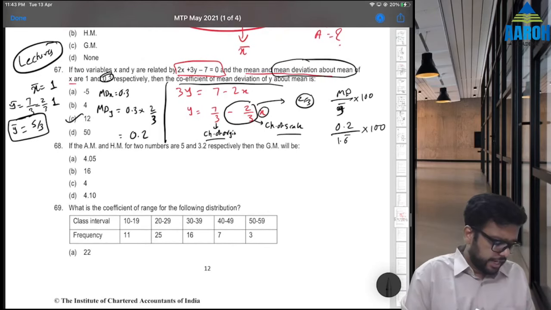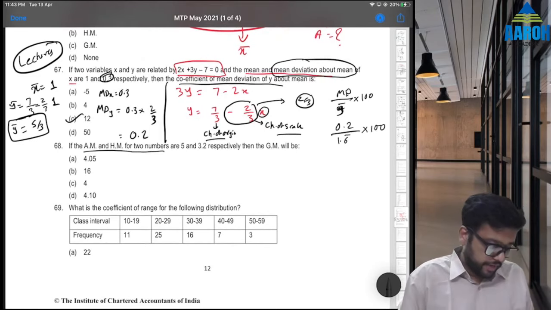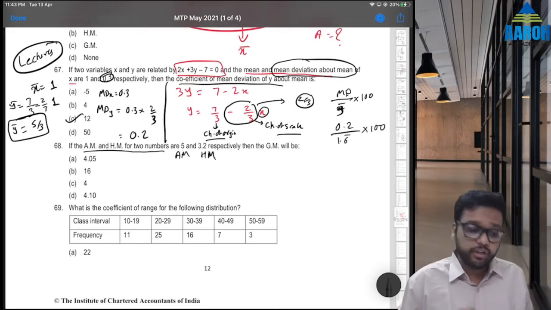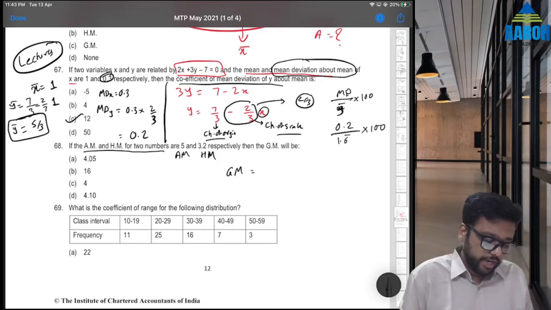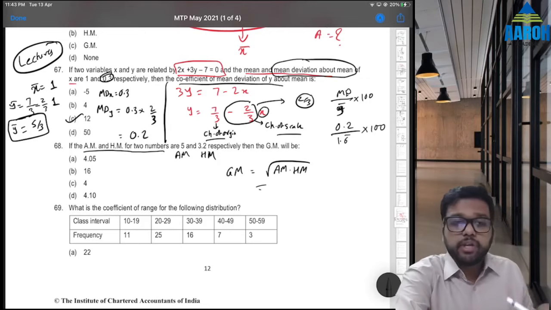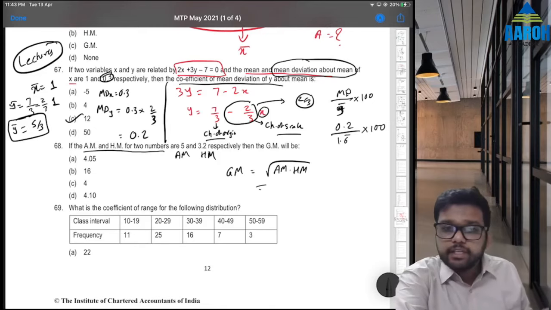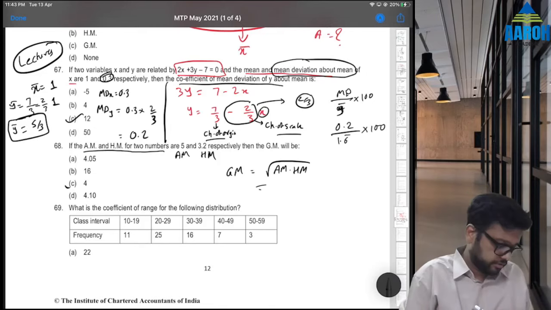Next, AM and HM for two numbers are 5 and 3.2 respectively. GM will be what? We know that GM is the geometric mean between AM and HM. So it will be root of 5 into 3.2. 5 into 3.2 is 16. Root of 16, positive, is 4. 4 will be GM.